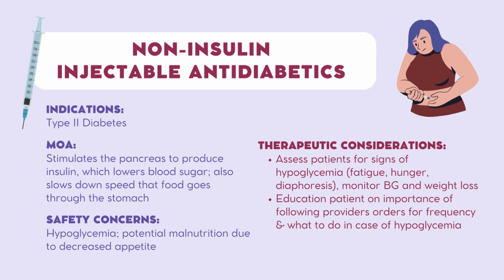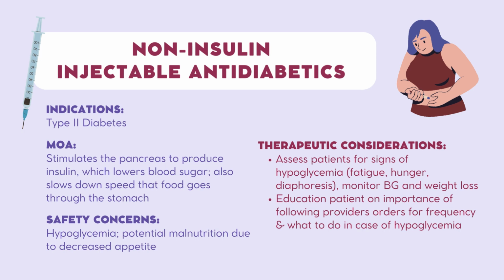Now, we have to be careful when administering this medication because it can cause hypoglycemia or can cause malnutrition due to a decreased appetite. Types of non-insulin injectable antidiabetics include amylin mimetics and incretin mimetics. These mimic the effects and actions of hormones to decrease secretion of glucagon in the body.